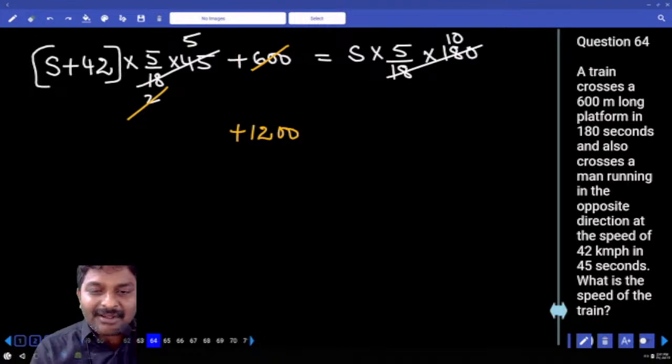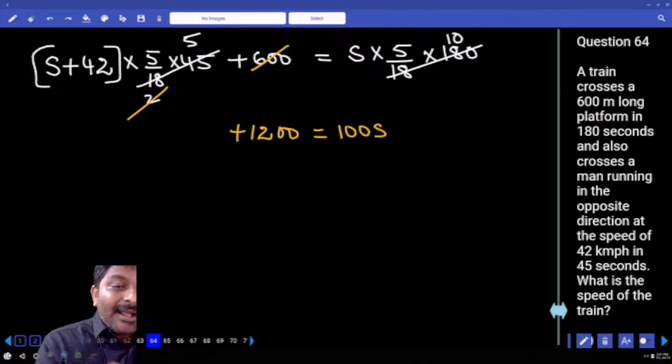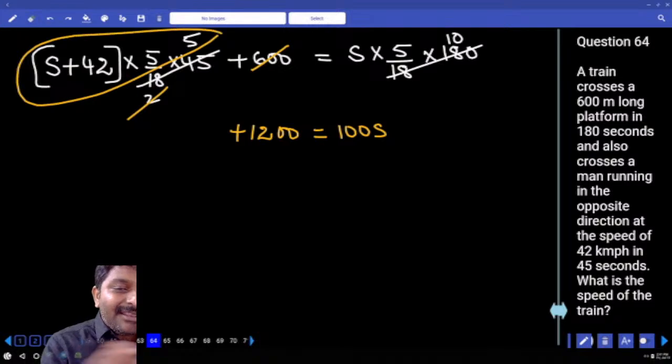Plus 1200, and that 2 goes to right hand side, right? How much does it become? 100, yes. And then you have this value here.